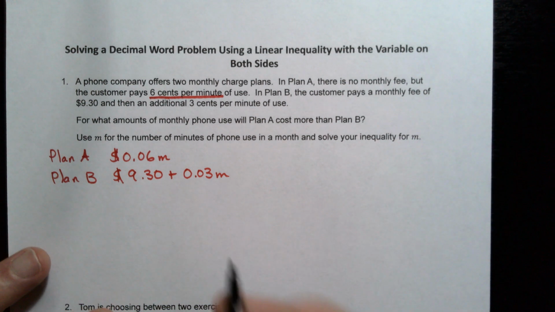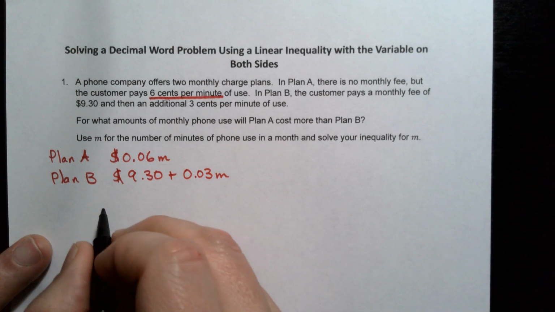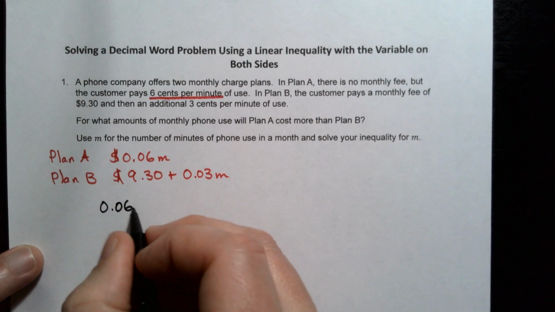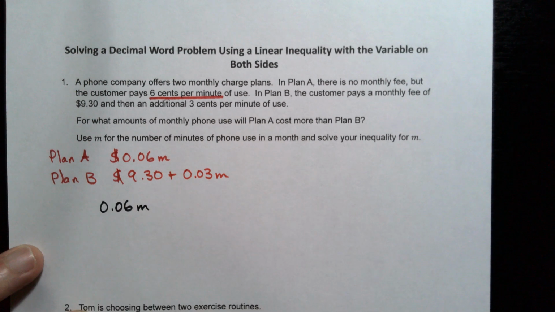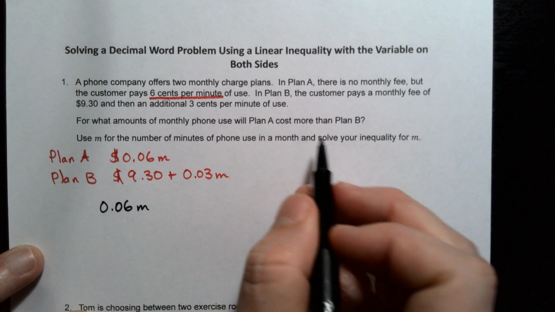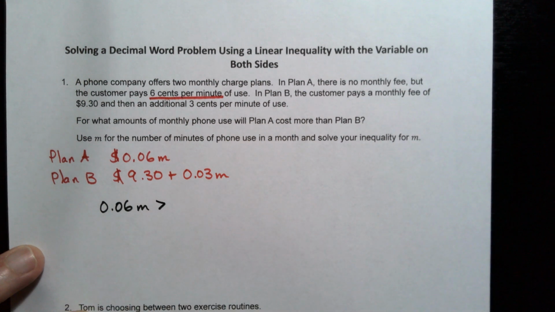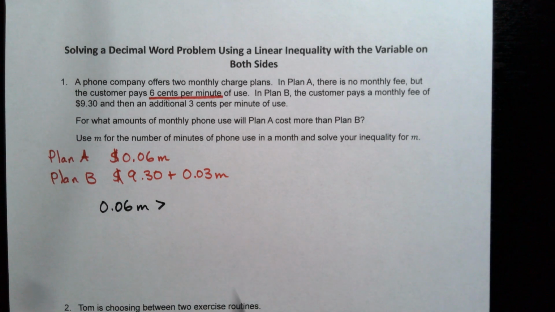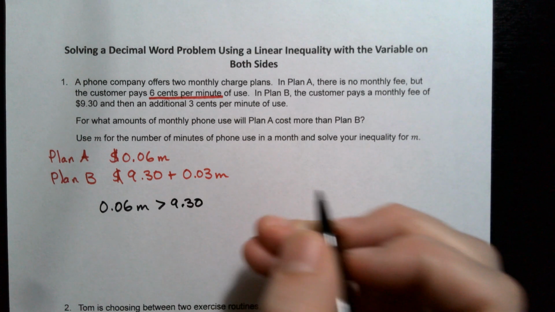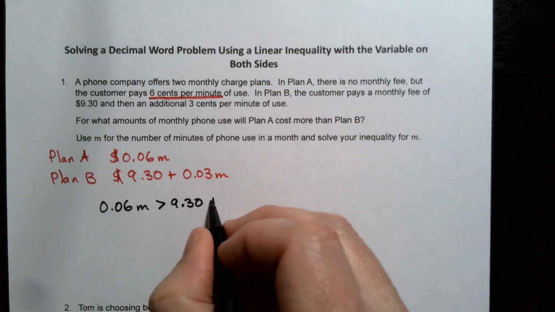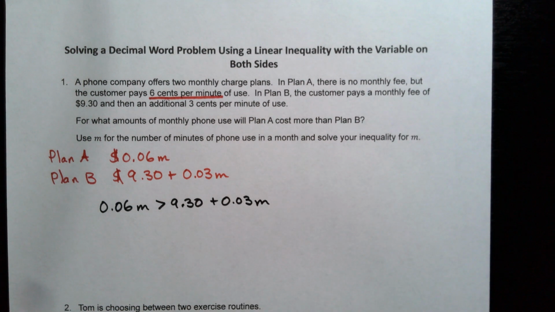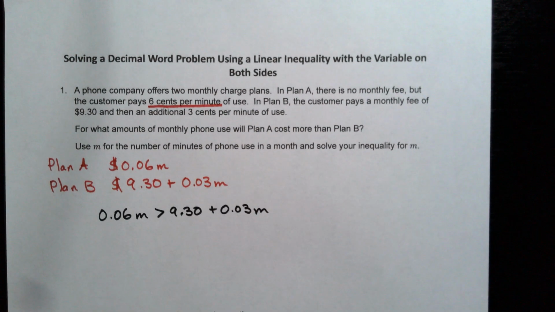Okay, so plan A needs to be greater than plan B, so we write it like this, 0.06, that's plan A, the M, right? Don't need the money sign, we're going to leave that out of it. Got it written as decimals, okay? And we want it to cost more than plan B, so I'll put the greater than sign there. Okay, and then on the other side I have plan B, I have $9.30, which I'll write as just 9.30 plus 0.03 M for the 3 cents per minute. Okay, so now I just need to solve this inequality.